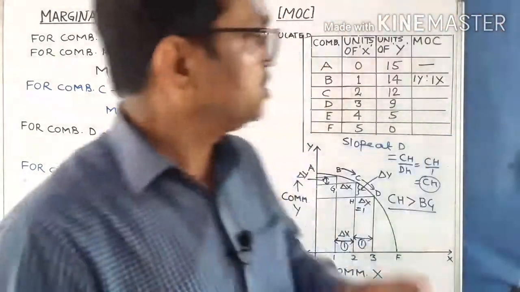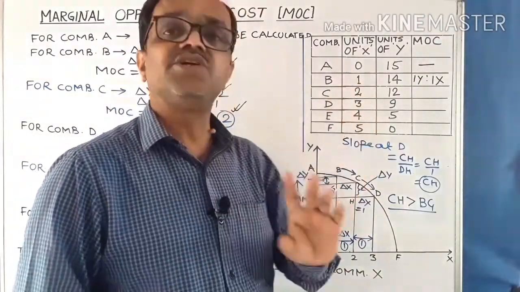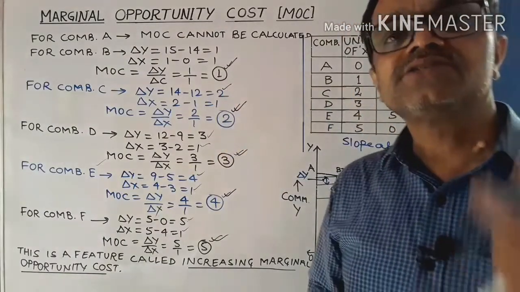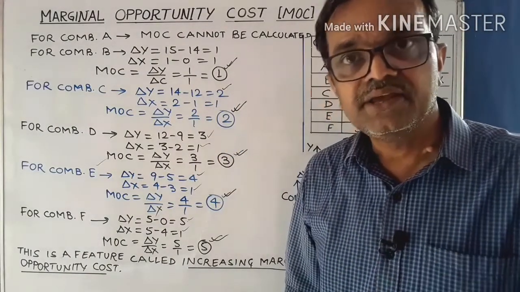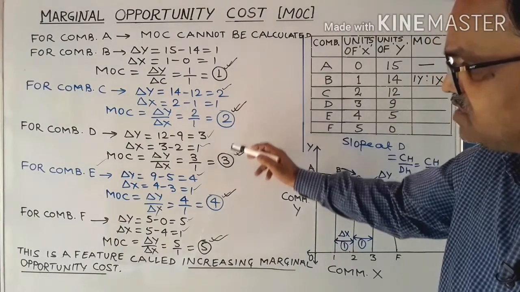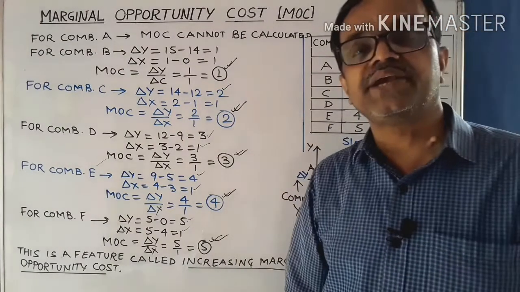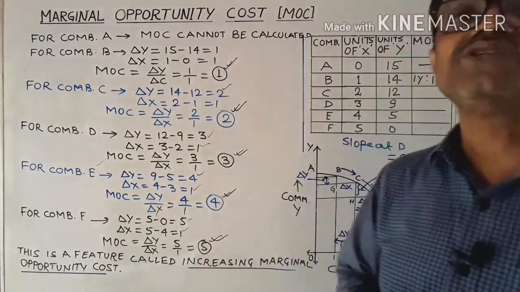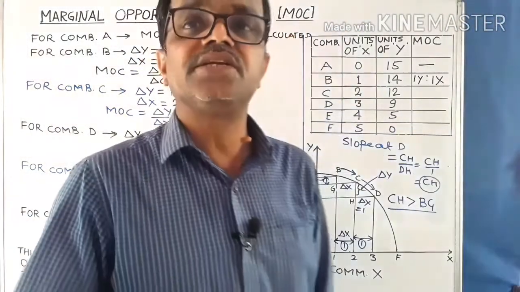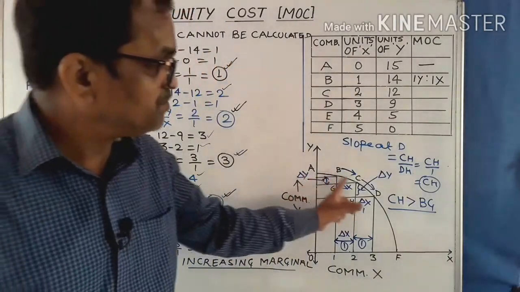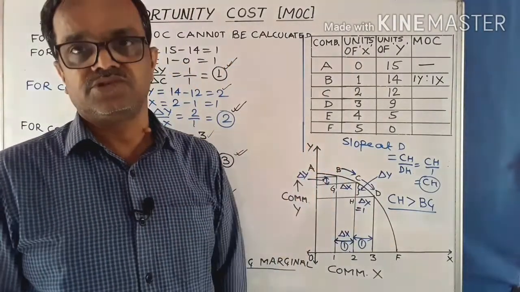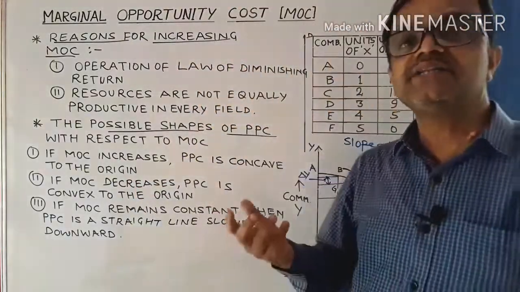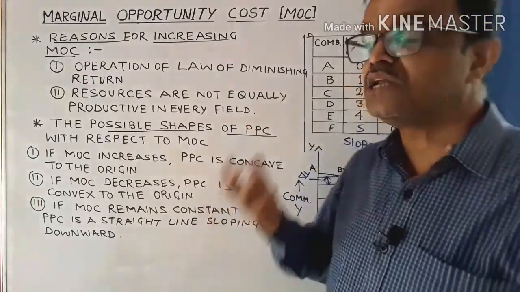Means to produce every additional unit of commodity X, the economy is sacrificing certain units of commodity Y, but these units of commodity Y sacrificed go on increasing, and that's why this feature is called increasing marginal opportunity cost. And it is because of increasing marginal opportunity cost that PPC is concave to the origin. Now the question arises, what are the causal factors behind the operation of increasing marginal opportunity cost?